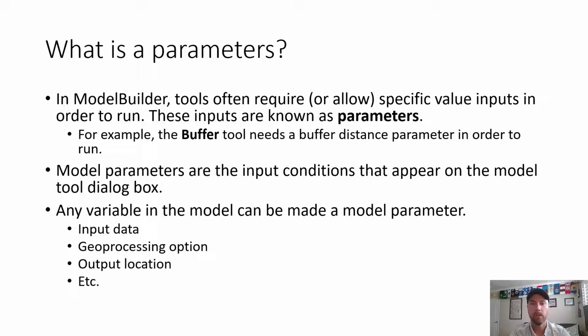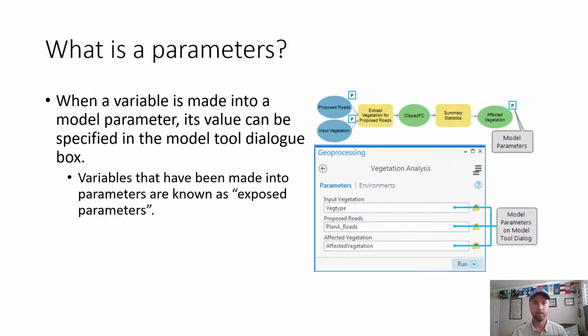Model parameters are the input conditions that appear on the model tool dialog box. So those are essentially the input conditions that you have an option to change, either when it's still in model format or as a tool. And any variable in a model can be made a model parameter. So input data, the geoprocessing options, those all have myriad parameter options, and also the output location. So just be aware that any variable in a model, whether it be an oval, rectangle, green, or blue, has an option to set it as a parameter.